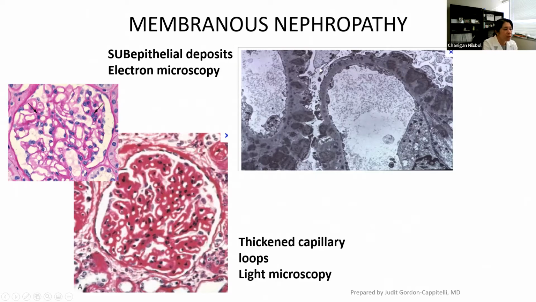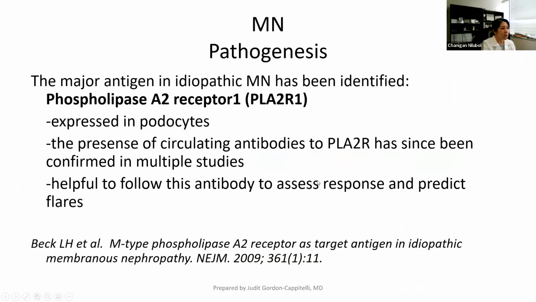So the difference from minimal change disease is that you would not see this immune complex, right? If you see the immune complex in the subepithelial space, so it's more towards the epithelial side, this is diagnostic for membranous nephropathy. Let's skip this.